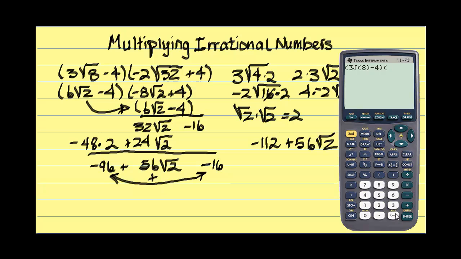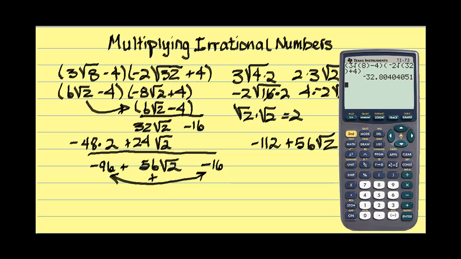Then I have a negative 2 square root of 32 plus 4. Make sure I get my parentheses where they need to be. I'm missing a parenthesis right there behind the 32, so I'm going to put one there. And that should be plus 4. Then I'll close my parentheses. Now I hit enter. There's my decimal answer.